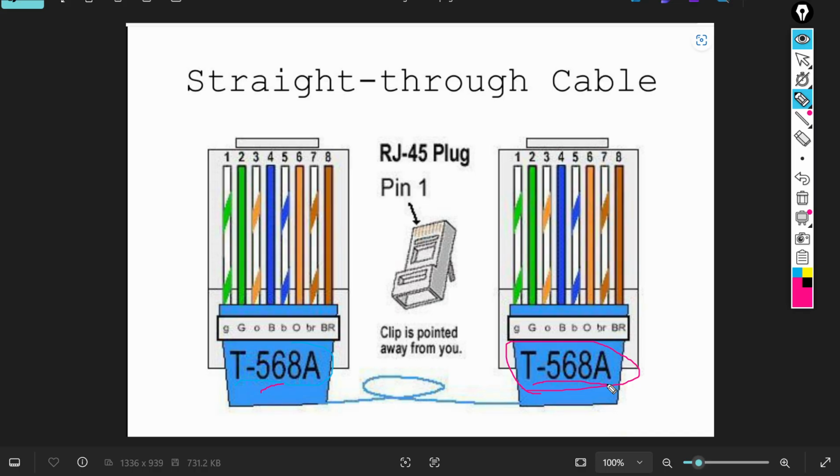But in olden days, between the same devices, we used to use cross cable, and between the different devices, we used to use straight cable. But nowadays it's not like that. Nowadays you can use straight cable for both, between the same devices and between different devices. It works. In the market also, only straight cables are available.